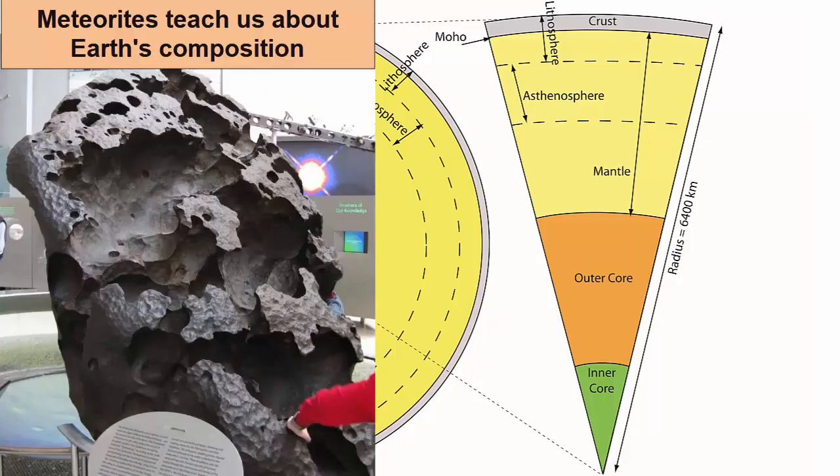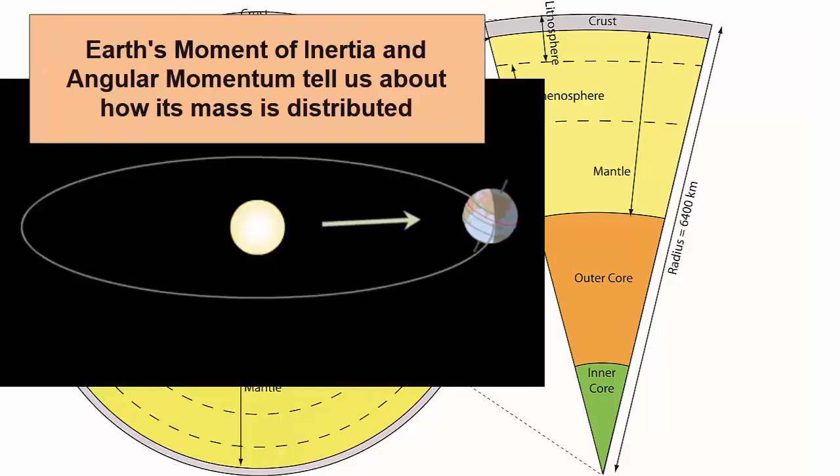We learned about Earth's composition by studying meteorites, the building blocks of Earth in the days of the early solar system. Physical movements of Earth around our Sun and around our own rotational axis tell us about Earth's overall size and mass, as well as how that mass is distributed, most of it in the center.